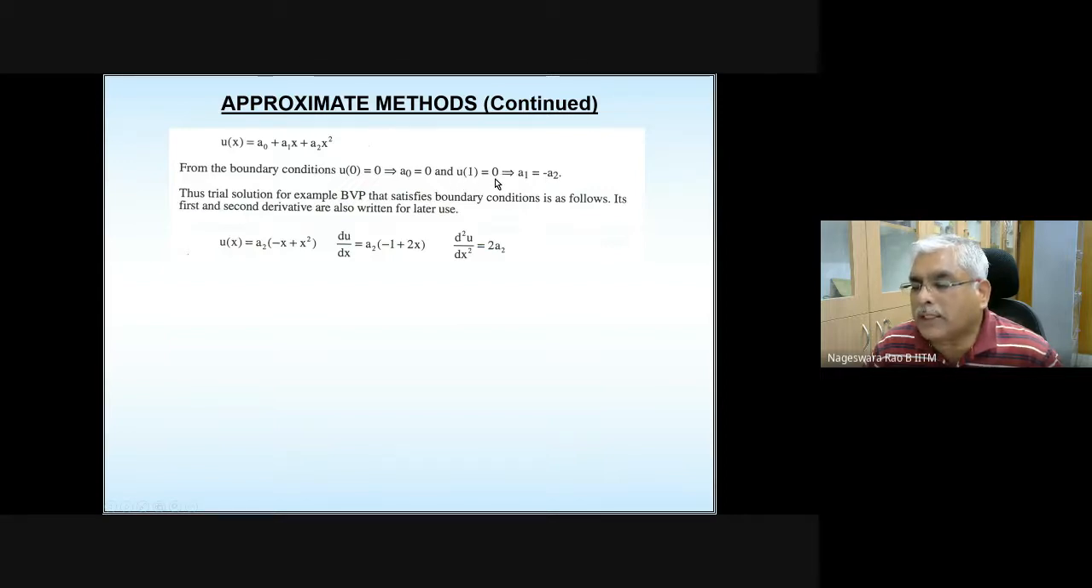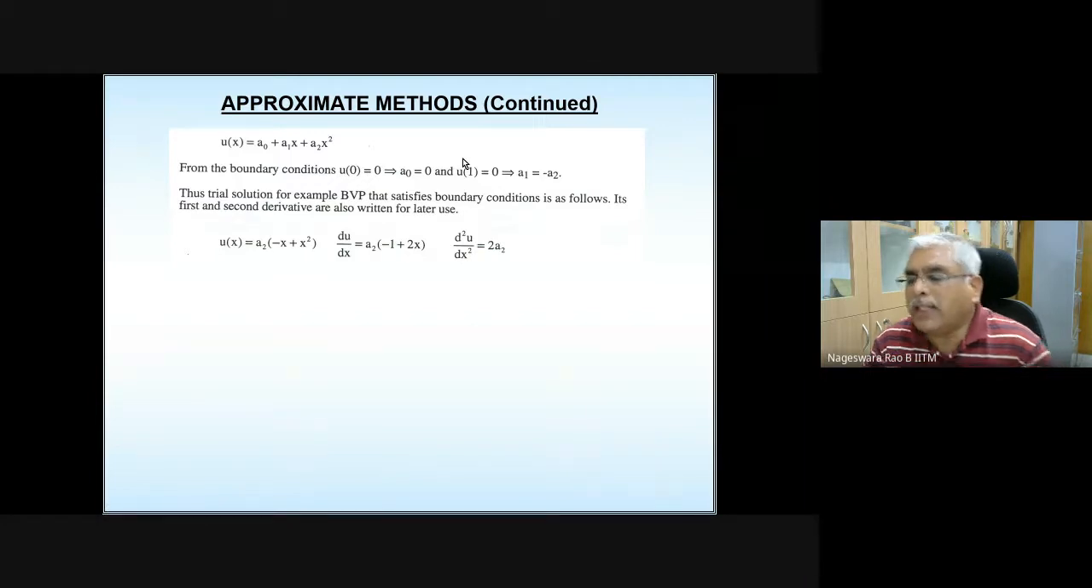Imposing the second boundary condition, u at x equal to 1 is 0, after taking a naught equal to 0, it turns out that a1 is equal to minus a2. Now you substitute this information here. So this is the trial solution. After imposing the essential boundary conditions, this trial solution gets modified.